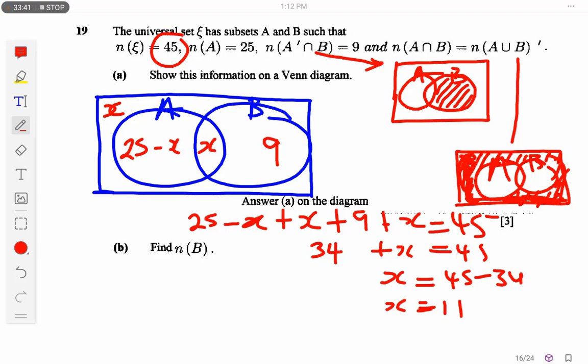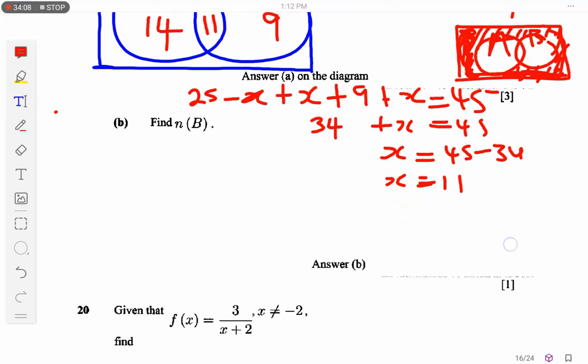So I can come here and substitute the values and say, for this one, 11 outside, 11 at the center. Then for A, it was 25 minus 11, so it's going to be a 14 in here. So now I have finished everything. So this is the Venn diagram. Okay, let's move on to the next question.